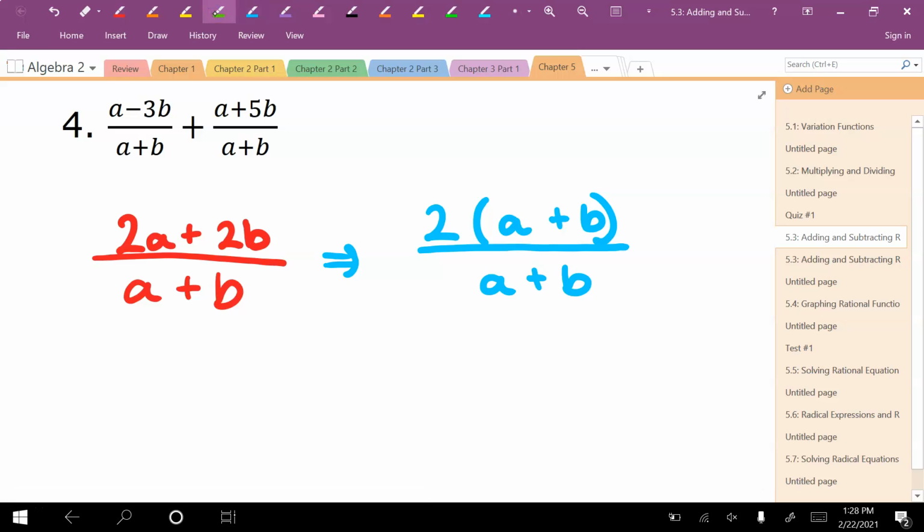So think back to what you were doing with multiplying and dividing when it came to simplifying things. Is there anything that I could reduce here? So the a plus b's, you have one on top, you have one on the bottom. So I can think of them as canceling each other out. Or if I were to divide them, they become a 1. What am I left with here then for an answer? 2.